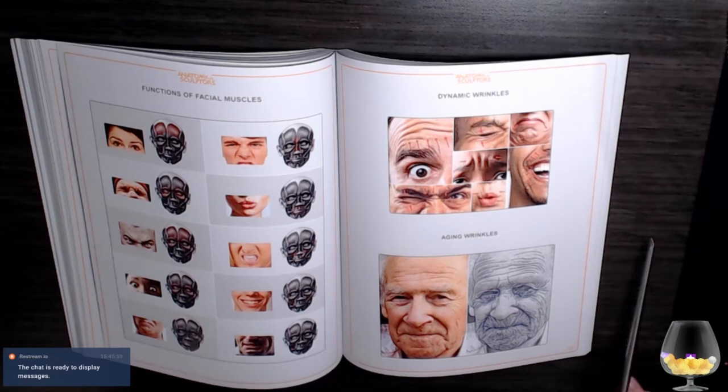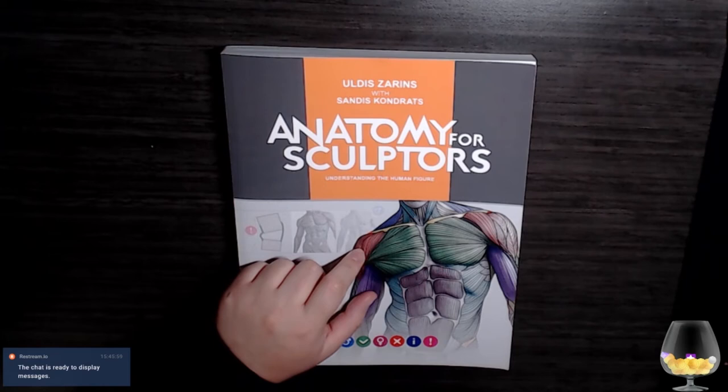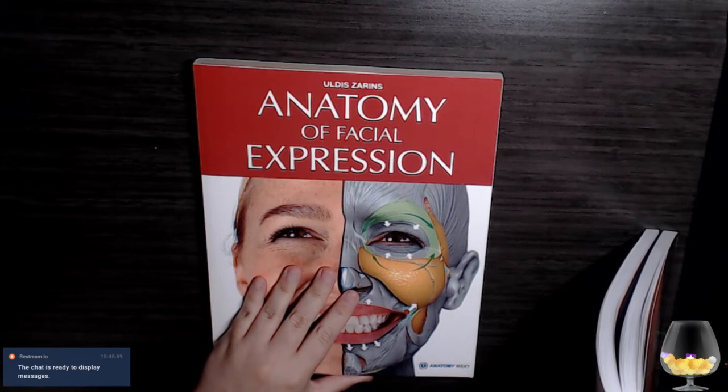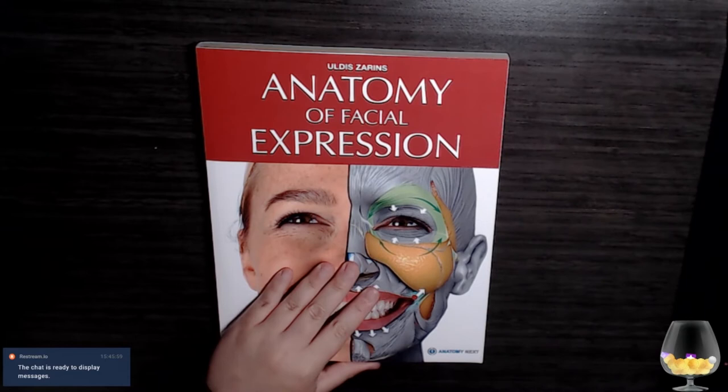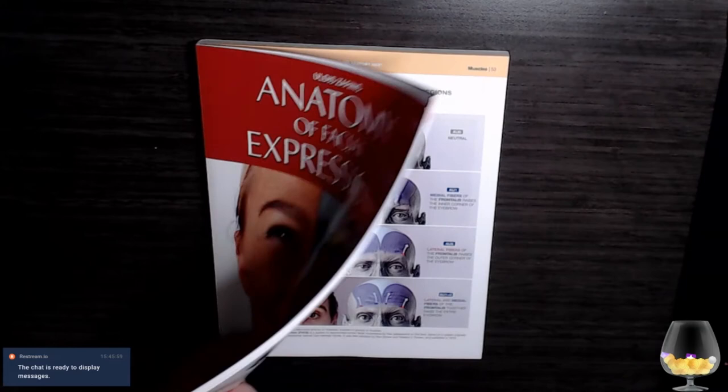So again, that's Anatomy for Sculptors by Uldis Zarins and Sandis Kondrats. Let's bust out the other book that's similar to this one by the same people. I usually don't want to go into this one because last time we went into it, it was pretty extreme with how in-depth the anatomy and bone structure it went into, because it was talking about the pulling of the muscles. This is a book that is about facial expression, probably more aligned for those who are doing blend shapes or animation and things like that.